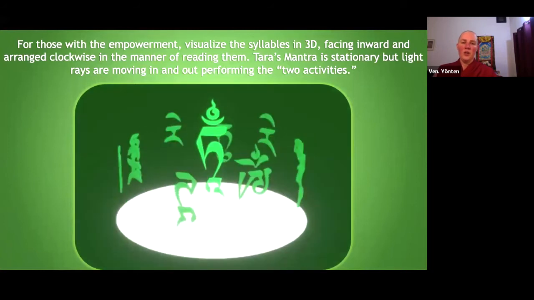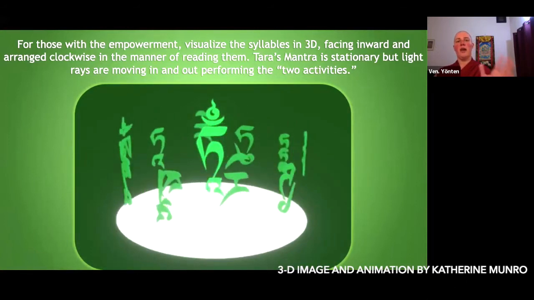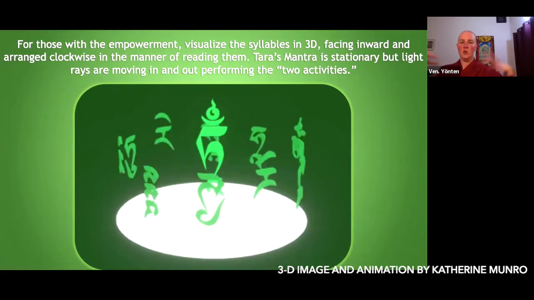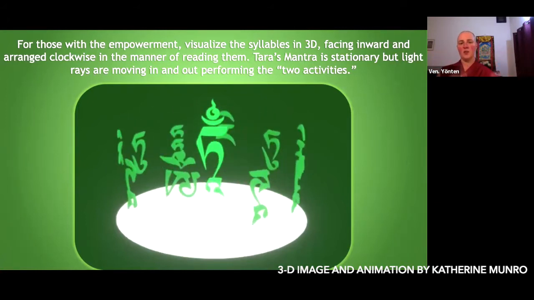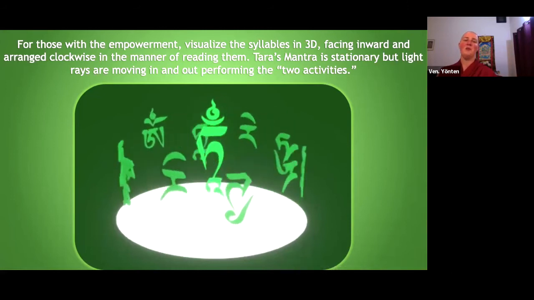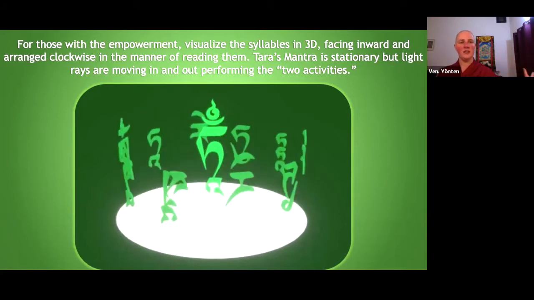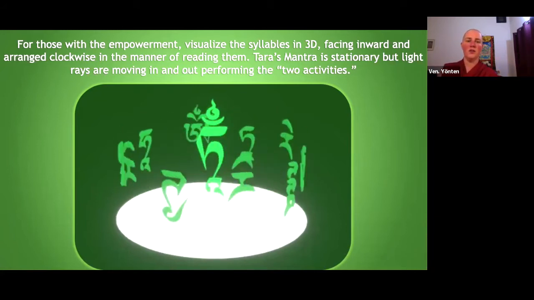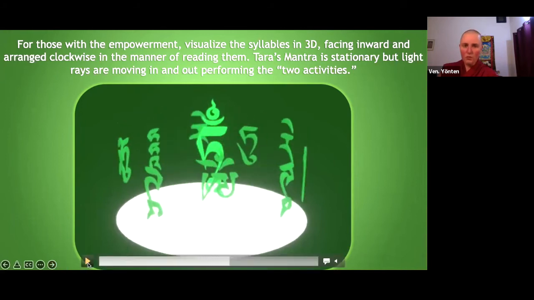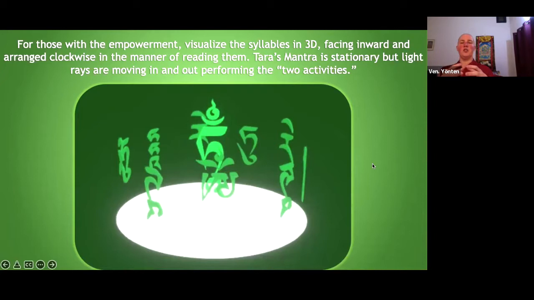So when you're visualizing, you're trying to imagine that the syllables are facing inward as if you could read them. That's why I'm having it moving, so you can read them. But they're facing inward, not outward, during the mantra recitation. And light is going out, moving in and out, performing the two activities. So really, it's a stationary situation, and the light is what's moving. But you have a sense that your vision is not trapped in one direction, that it's a 360-degree vision that can see all of the mantra simultaneously.